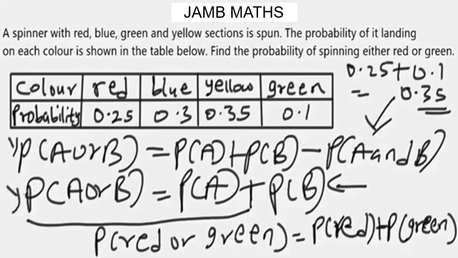Now, for the AND rule, if the events are independent, you solve it the way we solved the example we made use of. But if the events are dependent, you use the conditional probability rule, which I'm going to explain in a separate video. Always remember that multiplication is for AND and addition is for the OR rule.